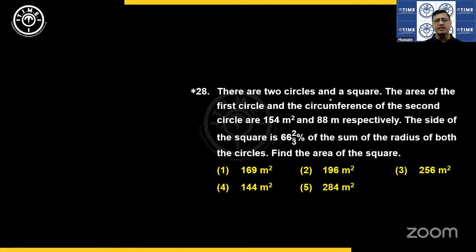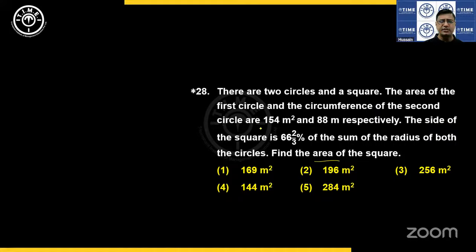There are two circles and a square. The area of the first circle and the circumference of the second circle are 154 square centimeter and 88 meters respectively. The side of a square is 2 by 3 of the sum of the radius of both the circles. Find the area of the square.